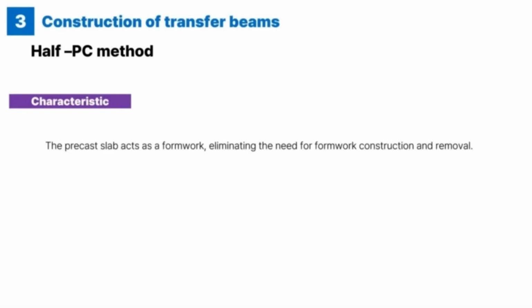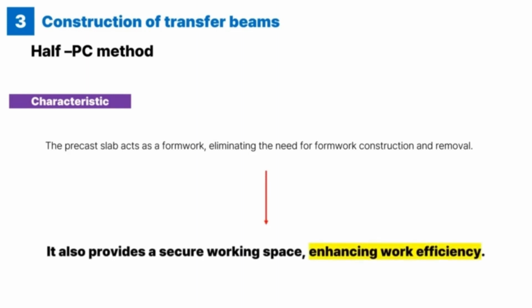One characteristic of the half slab method is that precast elements are manufactured in a factory and then placed on vertical members such as walls or columns, followed by on-site concrete casting on top of them. The precast slab acts as a formwork, eliminating the need for formwork construction and removal. It also provides a secure working space, enhancing work efficiency.